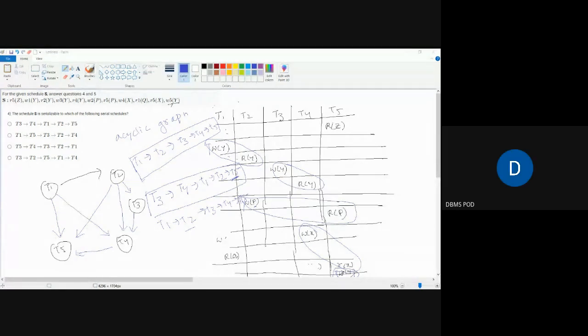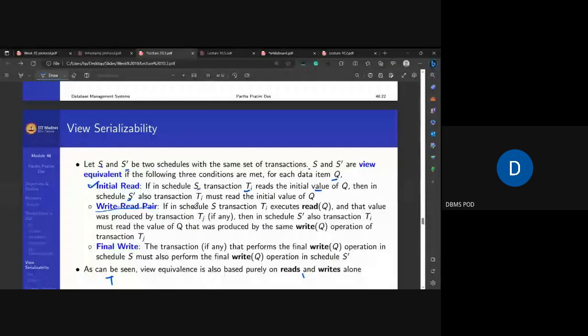So view serializable is a very difficult concept, I know. You just have to know the three conditions. We will not ask very difficult questions. Just see what the three conditions are: first the initial read, then the write-read, then the final write.